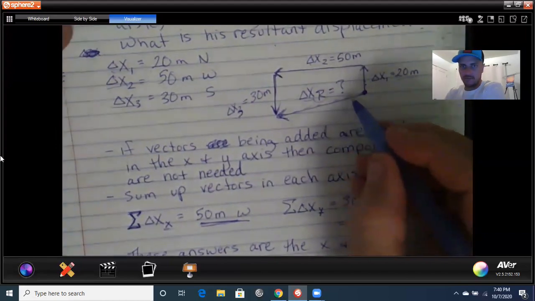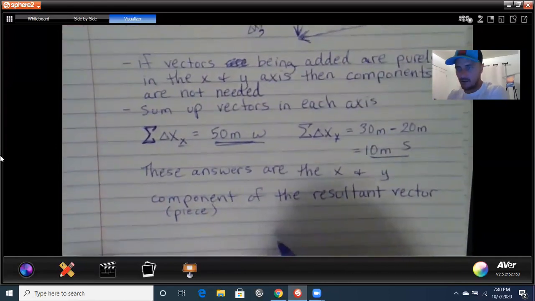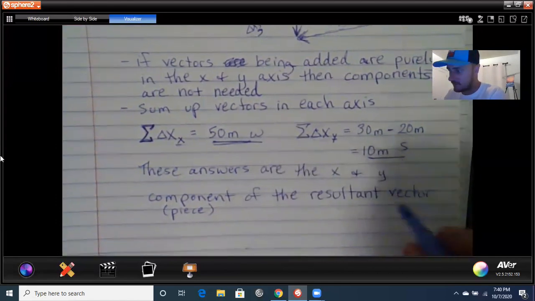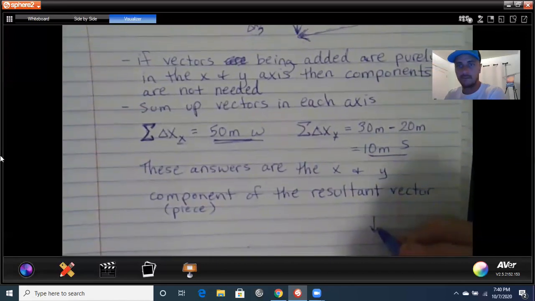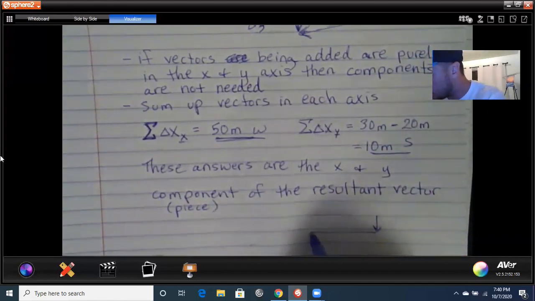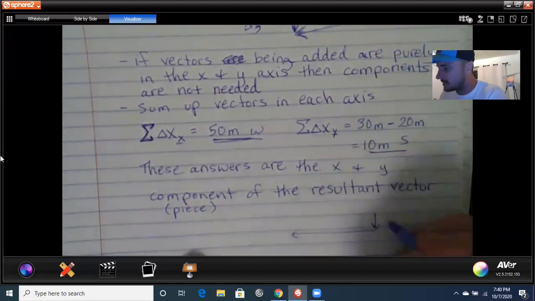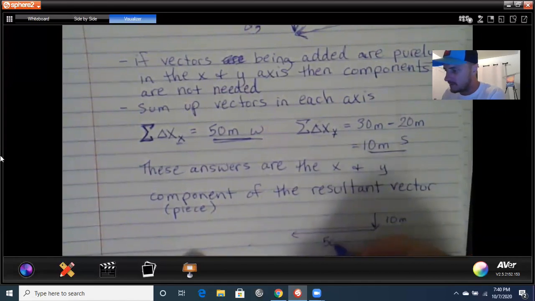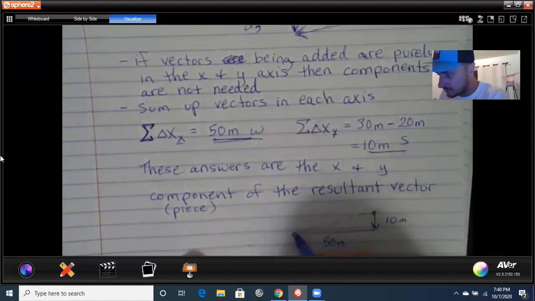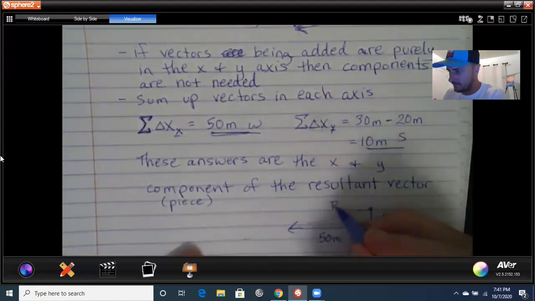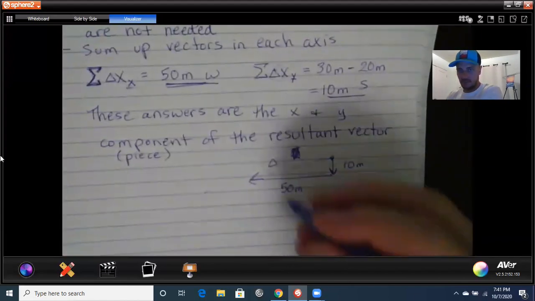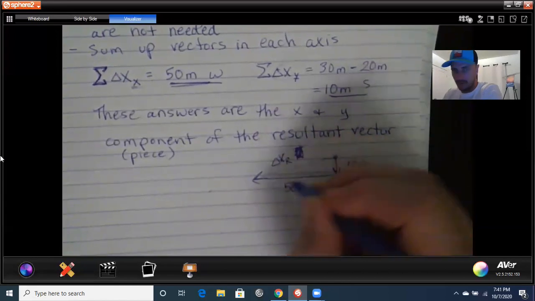I'm going to redraw this so we don't confuse ourselves right here. I'm going to redraw it by using my components first. I go how far south? 10 meters south. And I go how far west? 50 meters west. Notice I'm putting the head to the tail, the head to the tail. I think that's about 50 meters. So there's my 10 meters, there's my 50 meters, head to tail, and now I go from the tail of the first to the head of the last, right? And that's my resultant vector. Oh, I called it delta xR, right? Delta xR, there's my resultant vector.